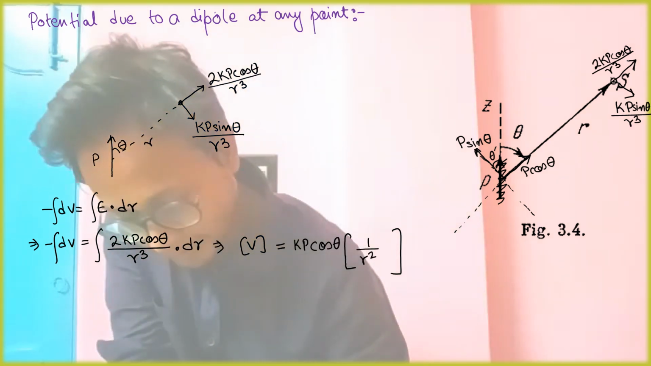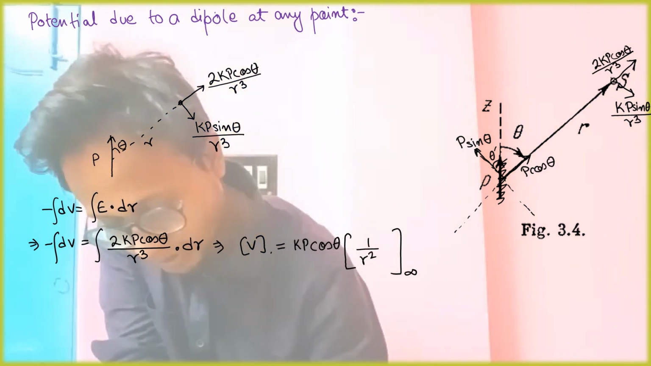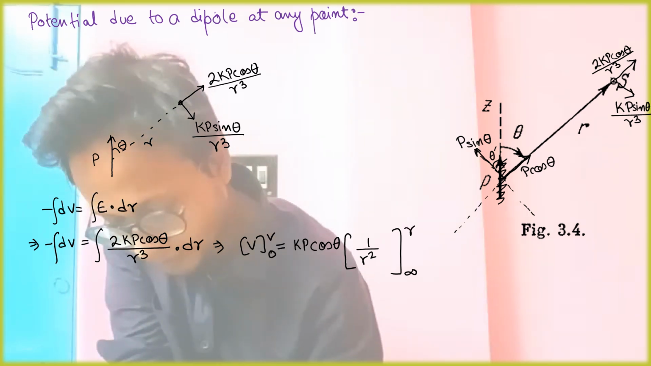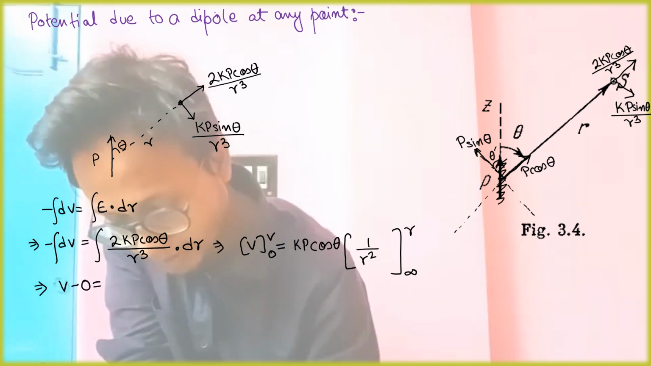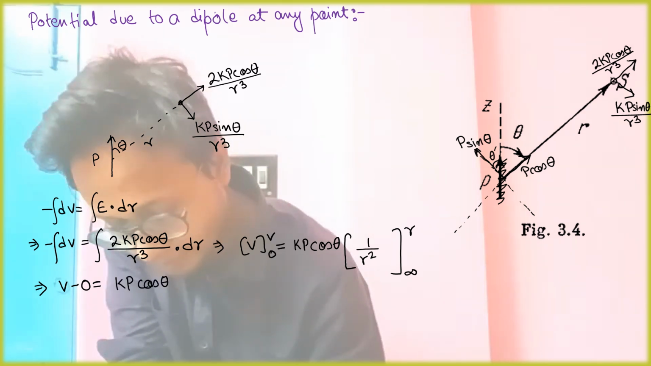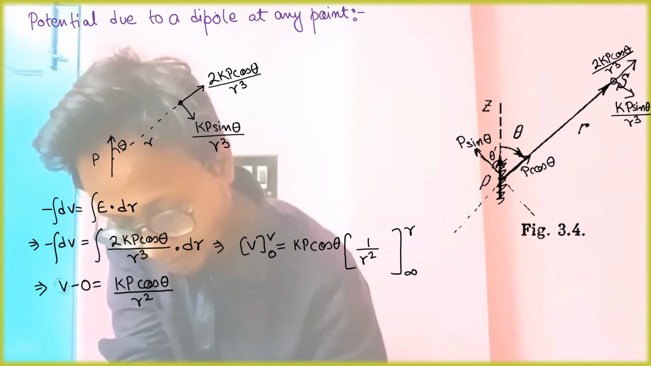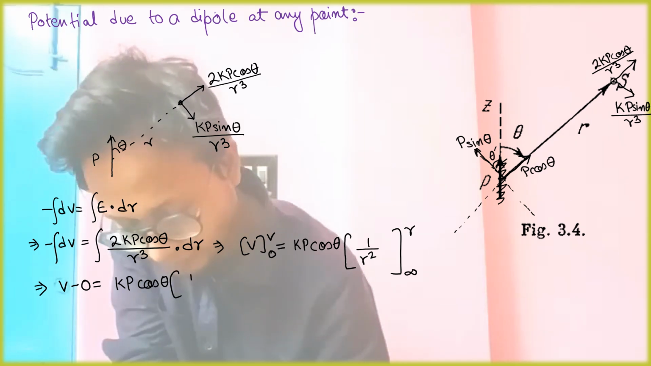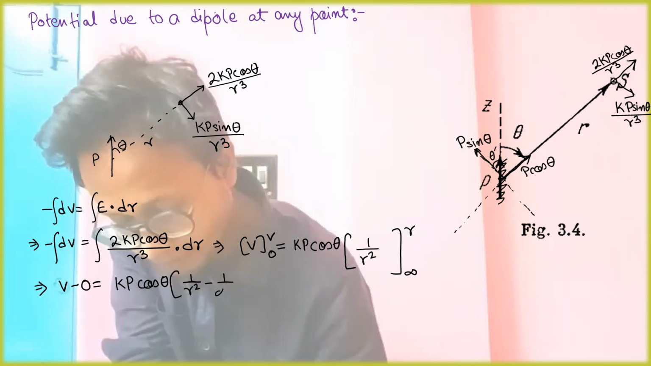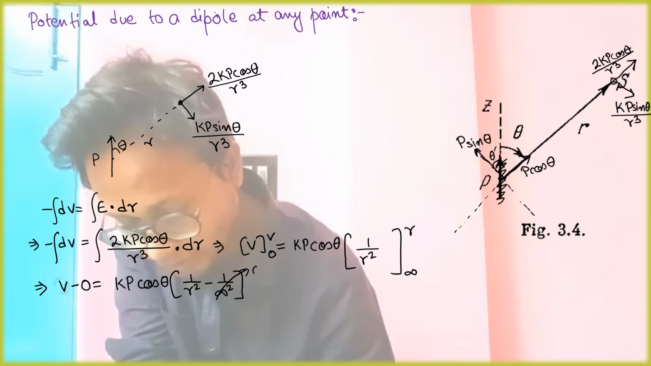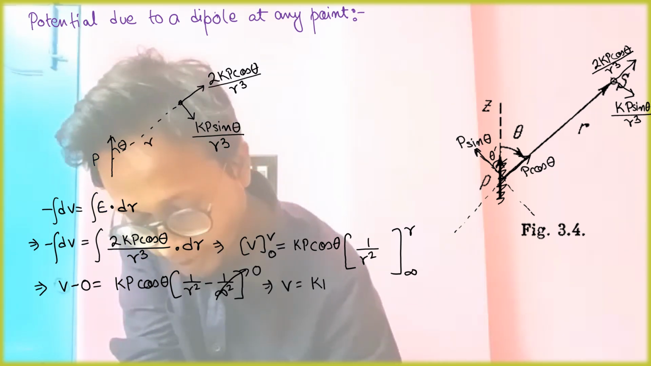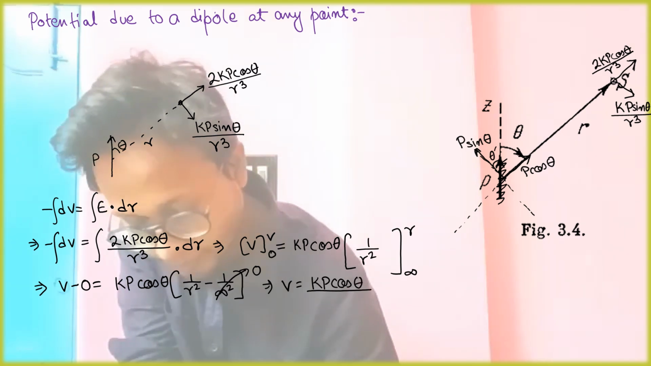So at infinity, at r equals infinity, potential is equal to 0. At a point r equals r, potential is equal to V. Or I can easily say V minus 0 is equal to kp cos theta divided by r squared, or you can write this as kp cos theta times (1 by r squared minus 1 by infinity squared). 1 by infinity squared is a very small number, so the potential at any point r is equal to kp cos theta by r squared.